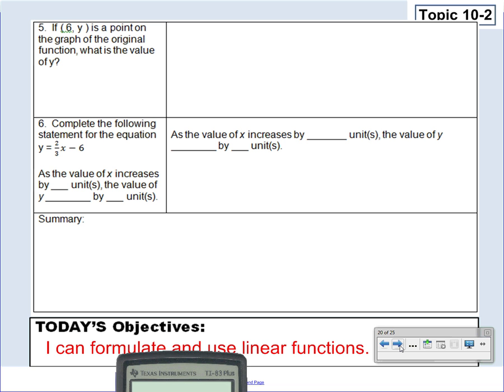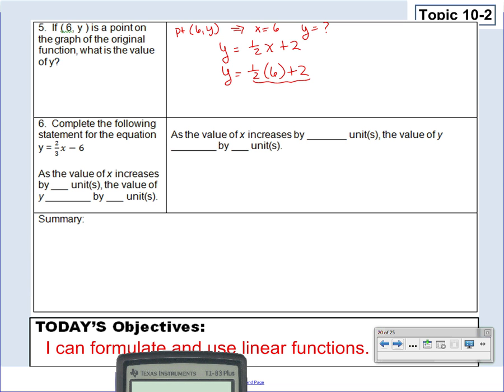Number 5, if we have (6, y) as a point on the graph of the original function, what is the value of y? So we are given the point (6, y). This means x is equal to 6, and we need to figure out what y is equal to. So let's use our equation. We can use either the original equation or the one we put in slope-intercept form. So we're going to plug in 6 for x and solve for y.